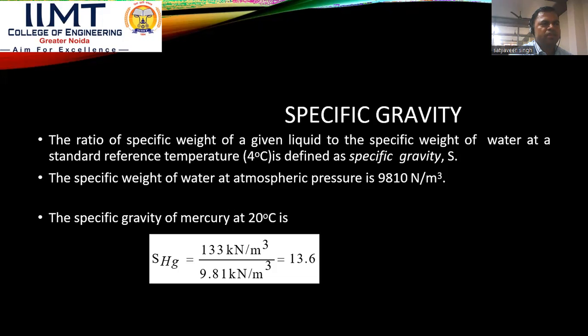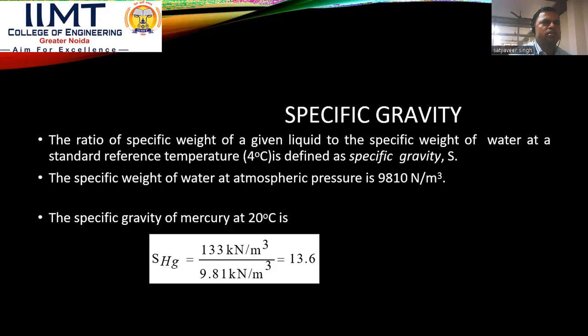Basically, the specific gravity of mercury at 20 degree centigrade is calculated as follows: S stands for specific gravity and Hg for mercury. So what is the value? It is 133 kilonewton per meter cube divided by 9.81. If we calculate the specific gravity of mercury, it comes to 13.6.